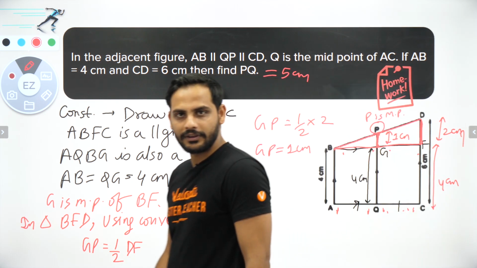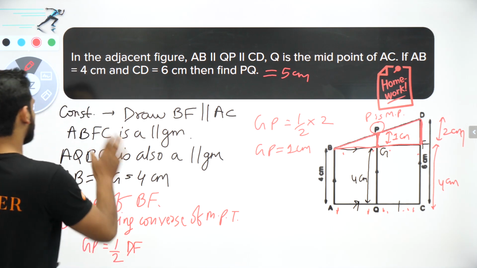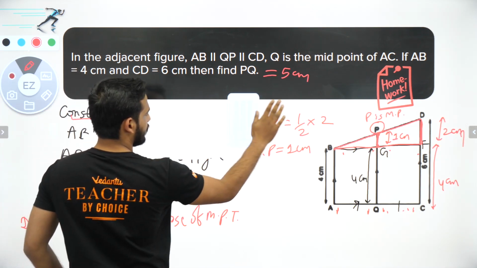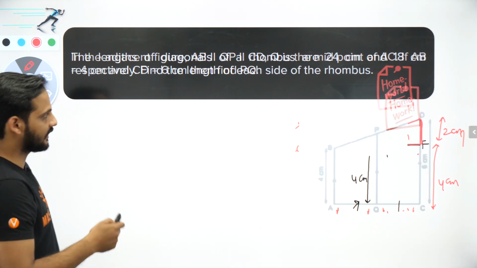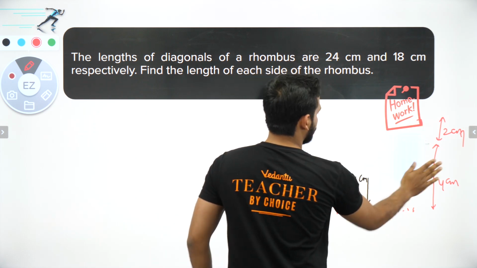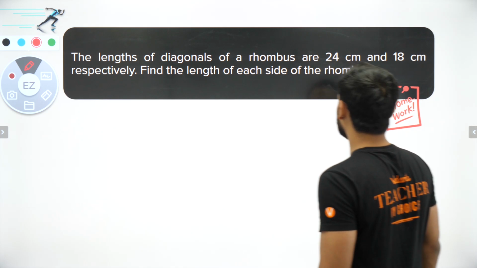Clear? So this is how we can solve the first question, and we have got the length of PQ to be 5 centimeters. So this was your first question. Now let's move to the next question. The next question was, the diagonals of a rhombus are 24 and 18 centimeter respectively. Find the length of each side of the rhombus.